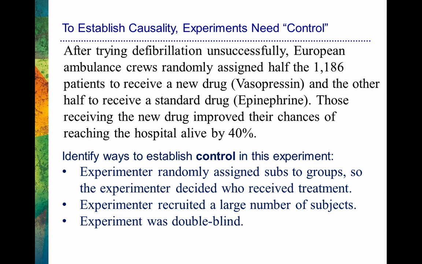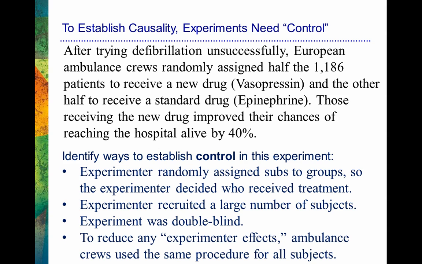And then also, to reduce any experimenter effects, as we call them, the ambulance crews use the same procedures for all subjects. So all people were treated the exact same way, except one thing. This is the beauty of the experiment. There was only one thing that differed between the two groups. I hope by now you can tell what that one thing is. It's that in one group, the people received vasopressin, and in the other group, they received epinephrine. Everything else was the same.